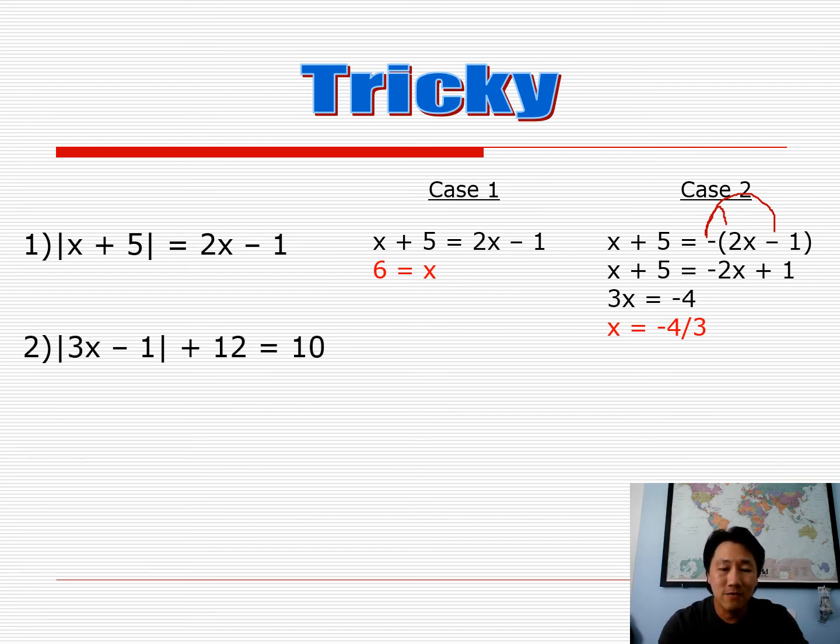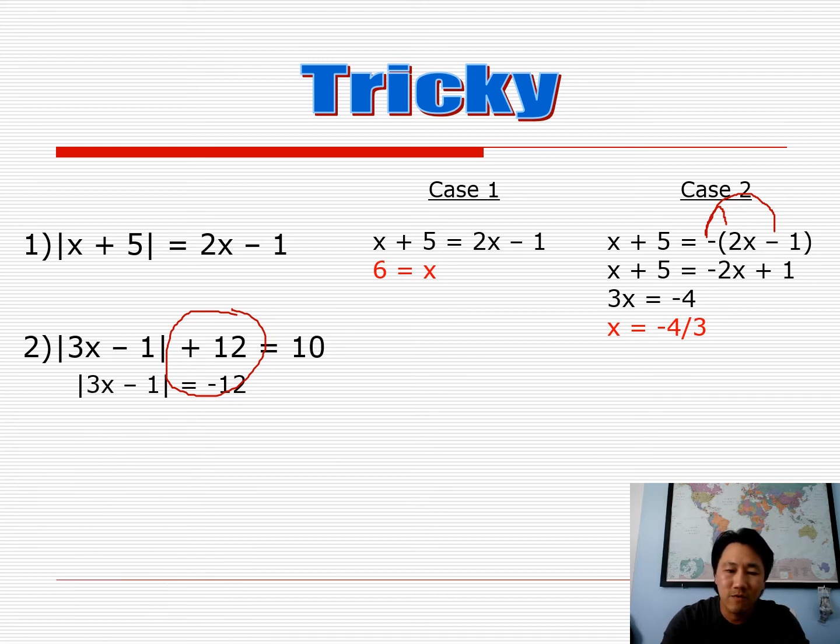The absolute value of 3x minus 1, plus 12, is equal to 10. The tricky part with this one is you have a plus 12 there. So you have to get rid of that 12 first to isolate the absolute value bars. And that's easy. You just subtract 12 from both sides.